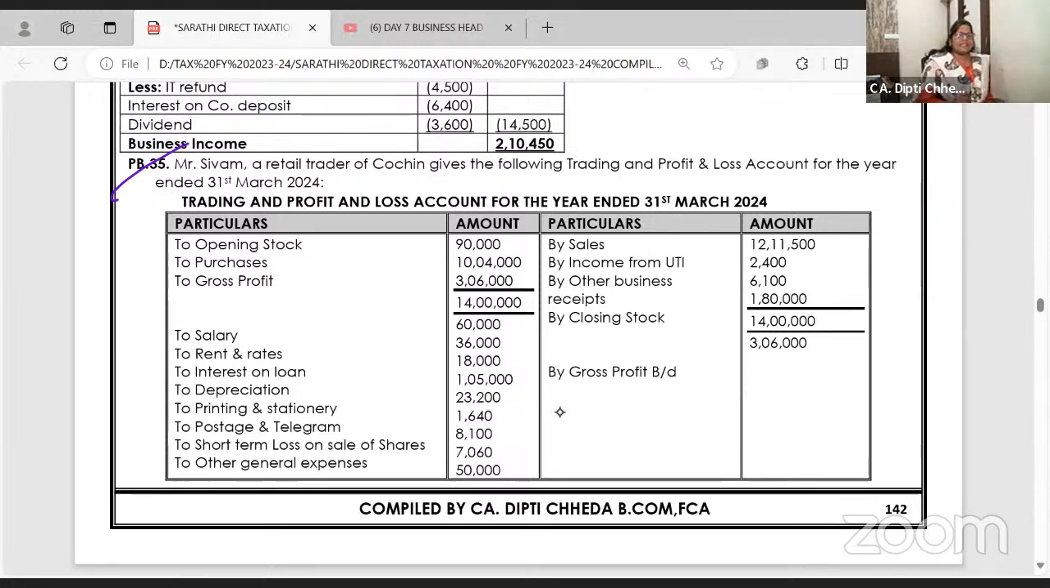I think business head itself has more than 40 problems, and overall, if you look at problems or examples, 400 plus problems are solved in this compiler with concepts.